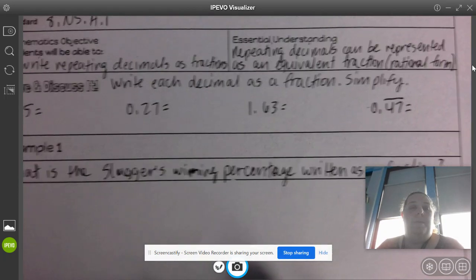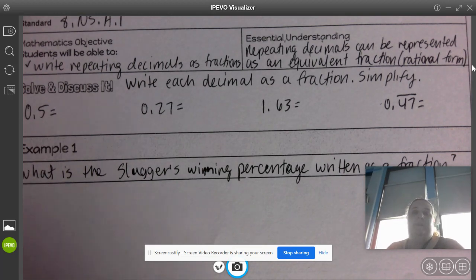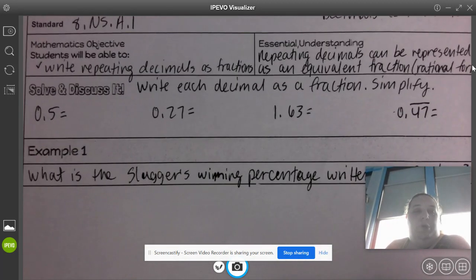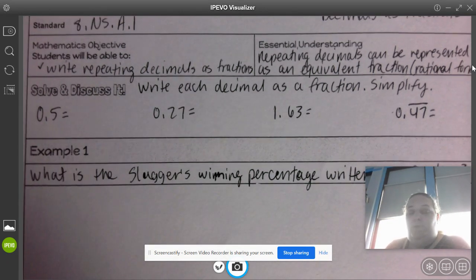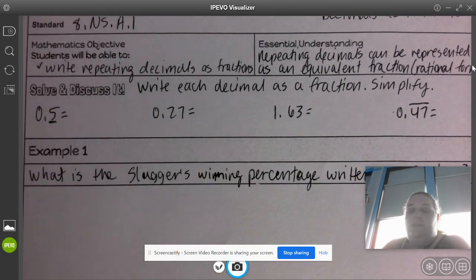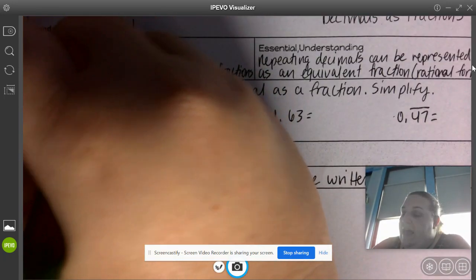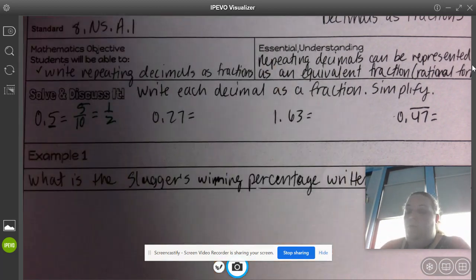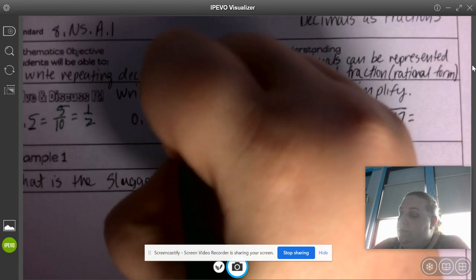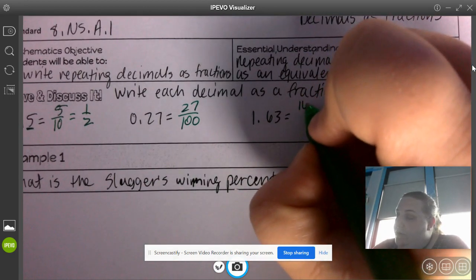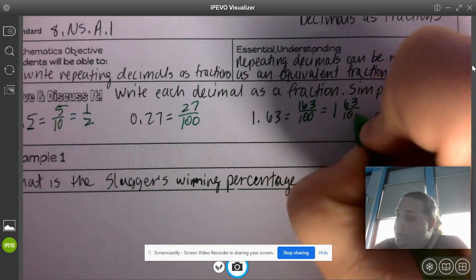If we start with the solve and discuss it, I want you to pause this video and take a minute to try and do this, and then come back to go over it. Okay. So when we're writing decimals as fractions, we write them as we read them. We see what place value the decimal ended in, and we write it. So this would be 5/10, which I can simplify to 1/2. Okay. 27 hundredths. And then this is either 163 out of 100 or 1 and 63 hundredths because it ends in the hundredths place.